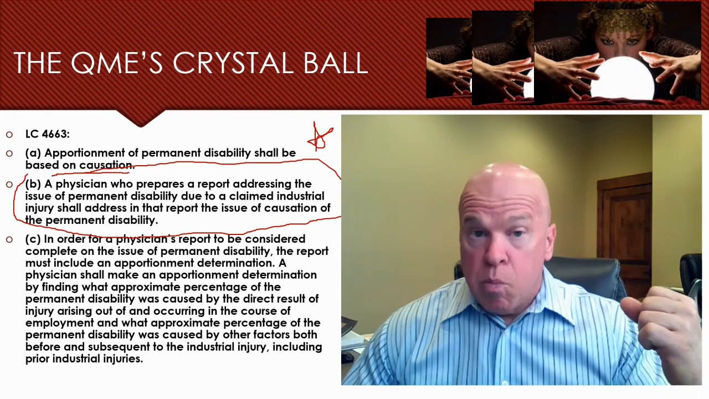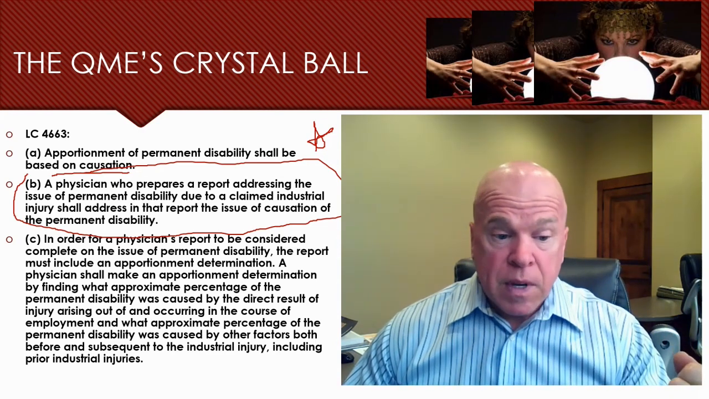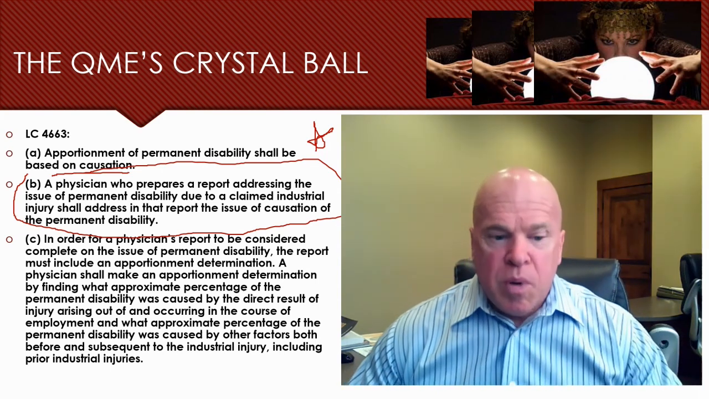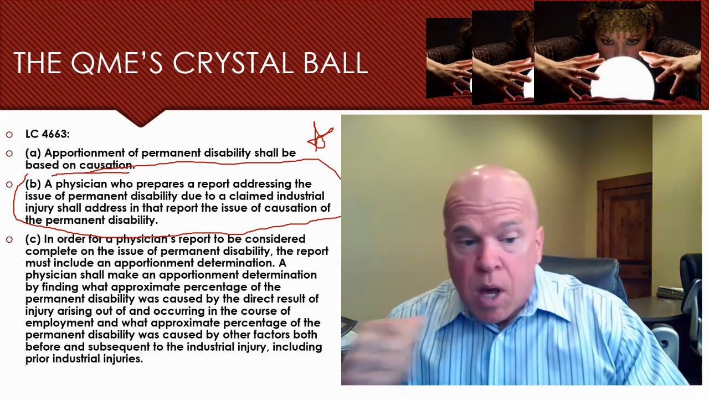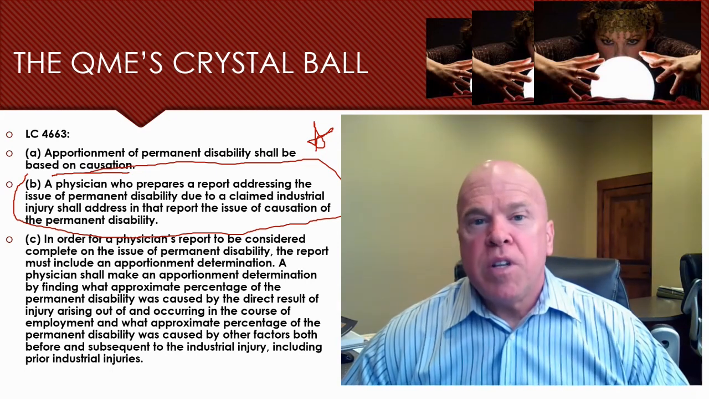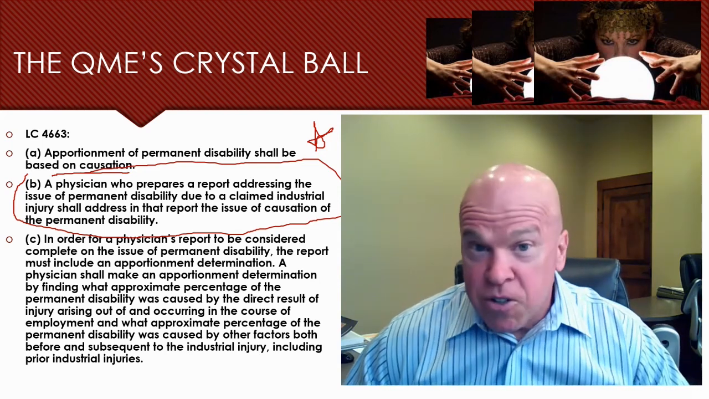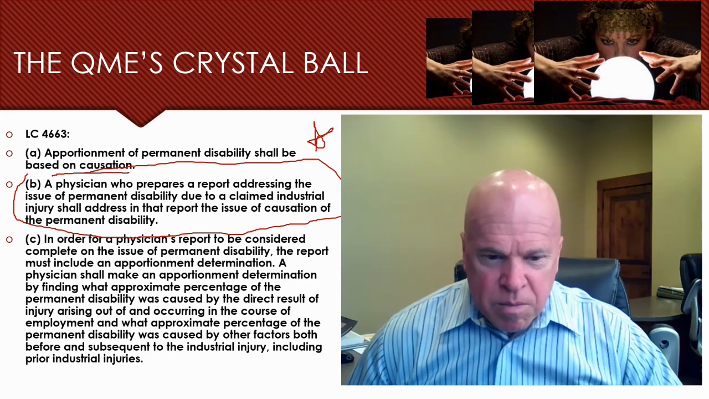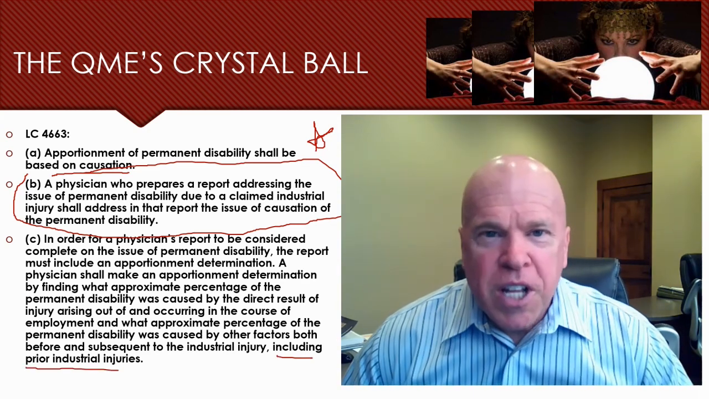So that's the portion of the impairment due to the injury, comma, and what approximate percentage of the permanent disability was caused by other factors, both before the industrial injury and subsequent to the industrial injury. And here's the kicker. It says, comma, including prior industrial injuries.